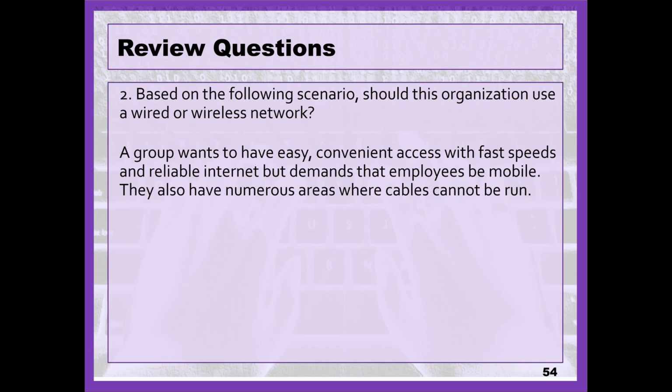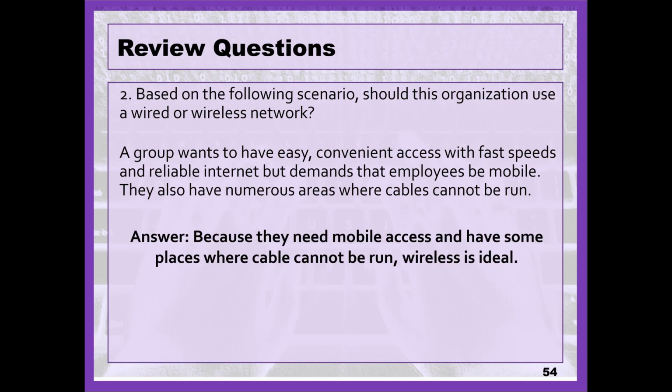Question 2. Based on the following scenario, should this organization use a wired or a wireless network? A group wants to have easy access speeds and reliable internet, but demands that employees be mobile. They also have numerous areas where cables cannot be run. Answer: because they need mobile access and have some places where cable cannot be run, wireless is ideal.